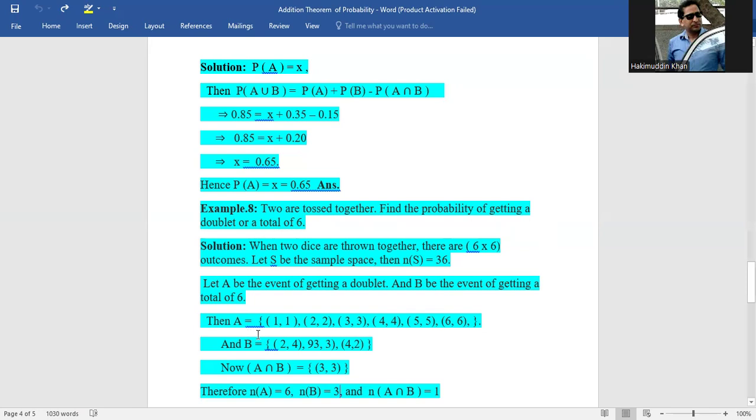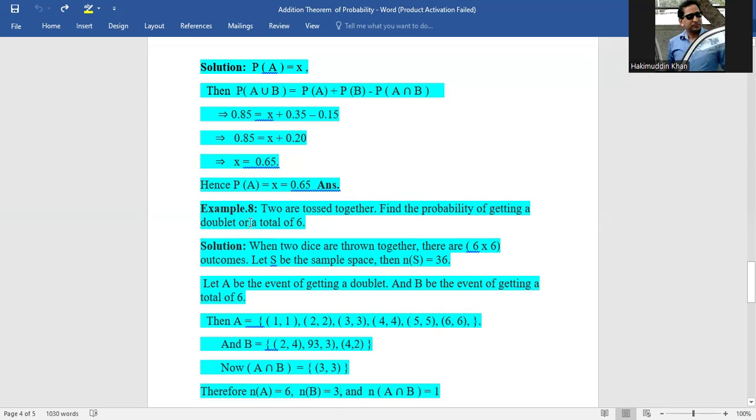Then A is equal to (1,1), (2,2), (3,3), (4,4), (5,5), (6,6). Why we write this A like this? क्यों? क्योंकि A event क्या है मेरे पास? Event A हमारे पास क्या दिखेगा? Find the probability of getting a doublet. It will be (1,1), (2,2), (3,3), (4,4), (5,5), (6,6). डबलेट के लिए सिर्फ यही आ सकता है.